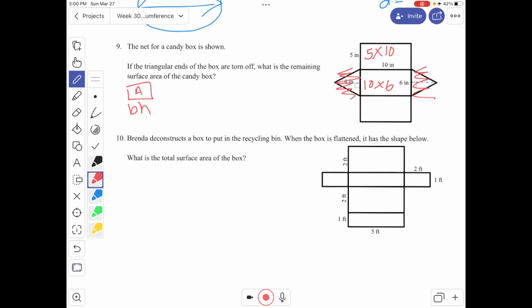And it doesn't have any measurements on the bottom, but we know since it's a prism, it's got to be the same as this one on top. So it's also 5 times 10. So if you work all those out and add them up, you'll have the total surface area.